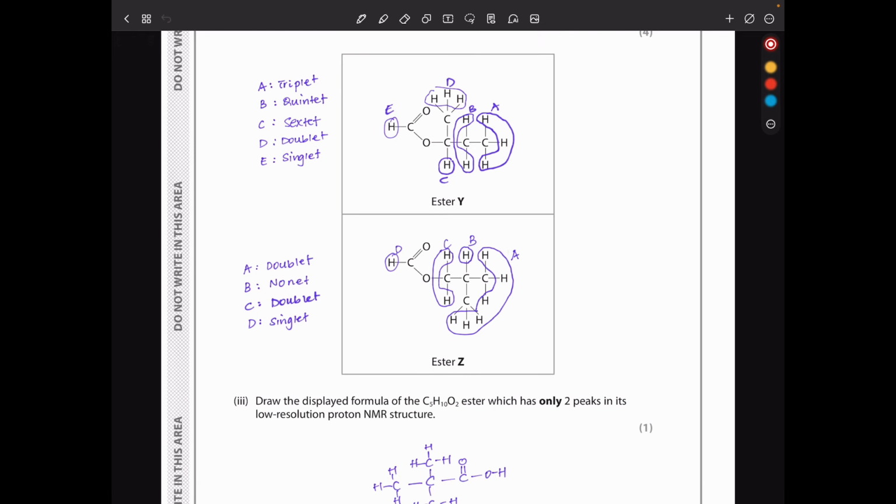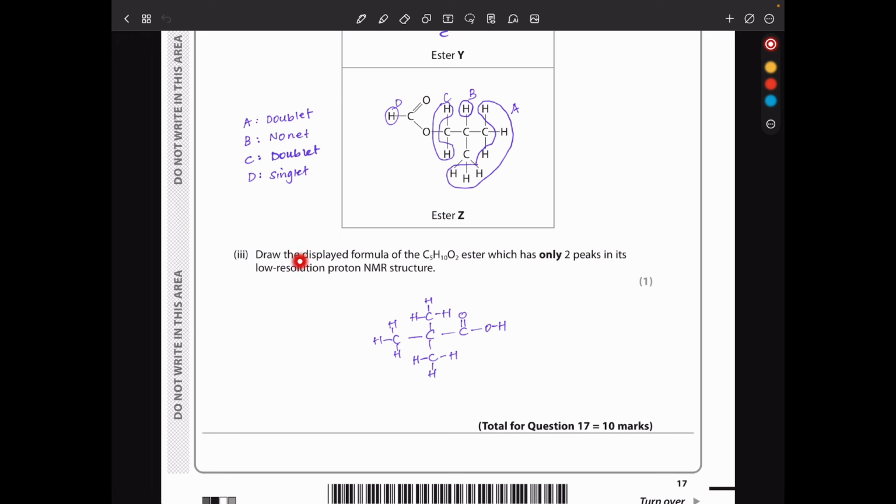And in ester Z, these are identical. These CH3 and CH3 are identical, so I call them environment A. This is B, that is C, and that is D. Now for splitting, this here is going to be a doublet because the neighboring carbon has only 1 hydrogen and 1 plus 1 is 2. Then when we go to environment B, the neighboring carbon has 1, 2, 3, 4, 5, 6, and this side 7, 8. 8 plus 1, we get 9, so nonet, or you could say split into 9. Then we go to environment C. This has 2 hydrogens, but the neighboring carbon has 1. 1 plus 1 is 2, doublet. And this one here is a singlet because there is no hydrogen on the next atom.